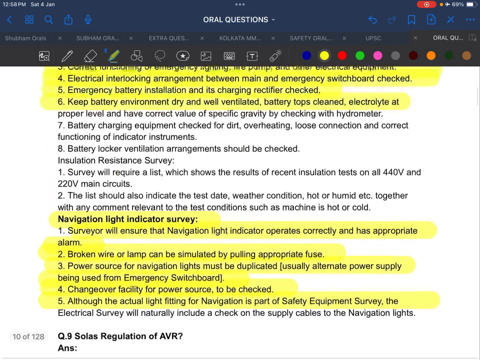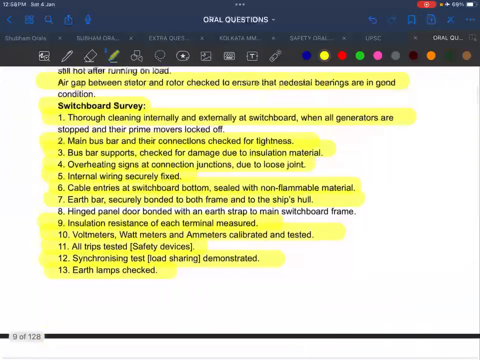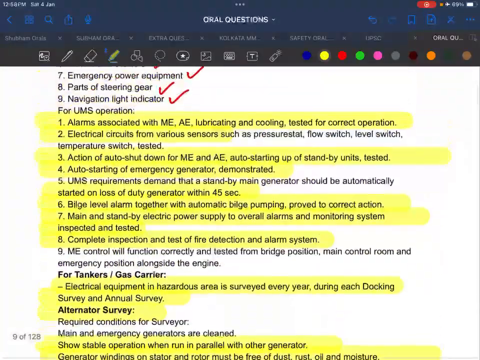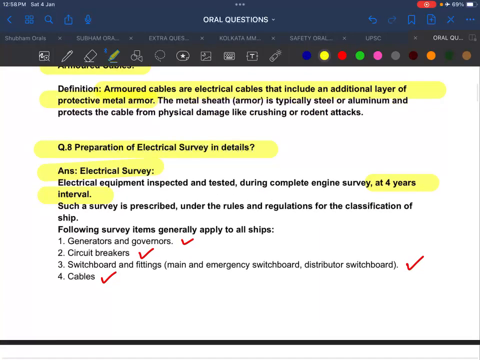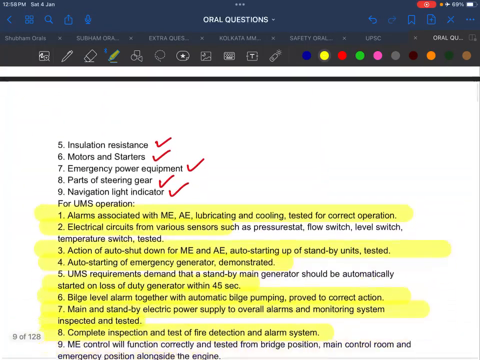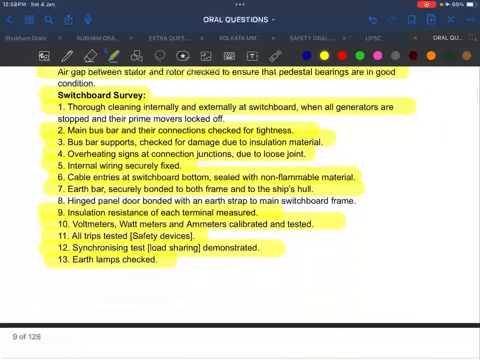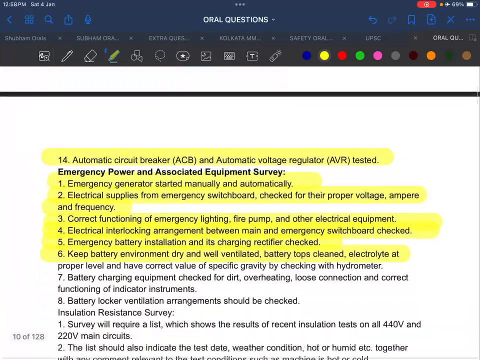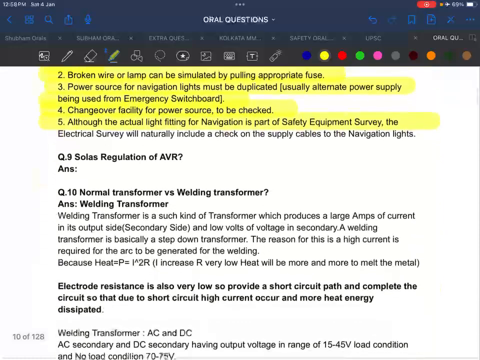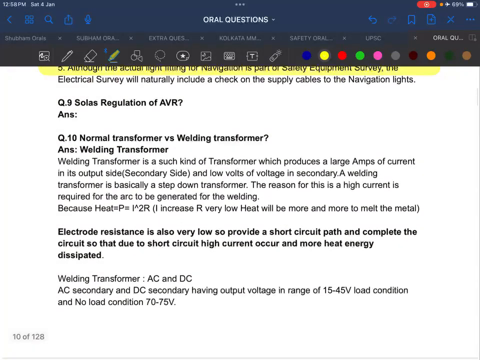So these are basically the things which come under the electrical survey. I have already covered everything regarding the electrical survey, you can just go through it and read it properly. I already explained each and everything very clearly, I think. So I hope it will work for you guys.